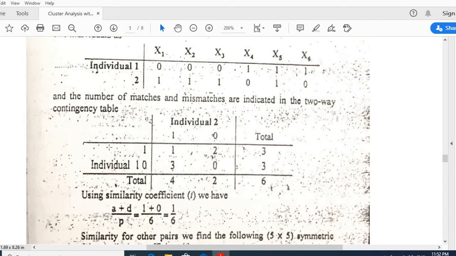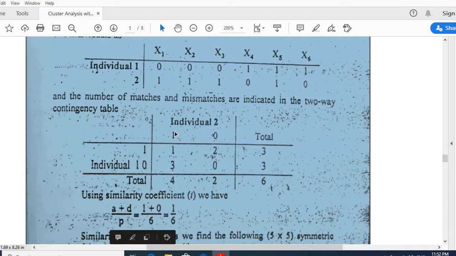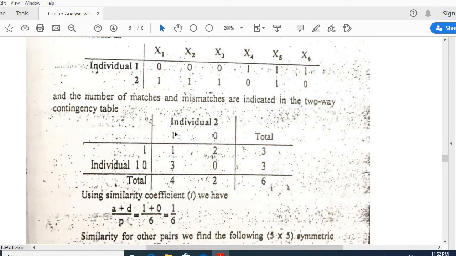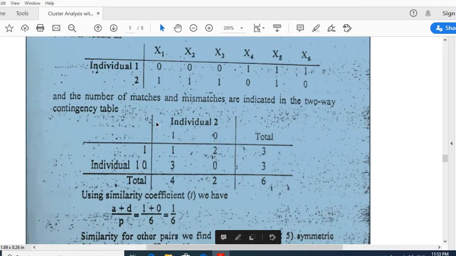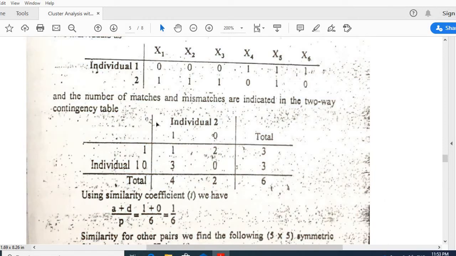Now for individual 1 it is 1 and individual 2 it is 0, that is 1 0 against x4 and 1 0 against x6. Therefore there are 2. Here we'll write 2. Similarly, for individual 1 0 and individual 2 0, there is no 0 0, so it will become 0. That is the contingency table.